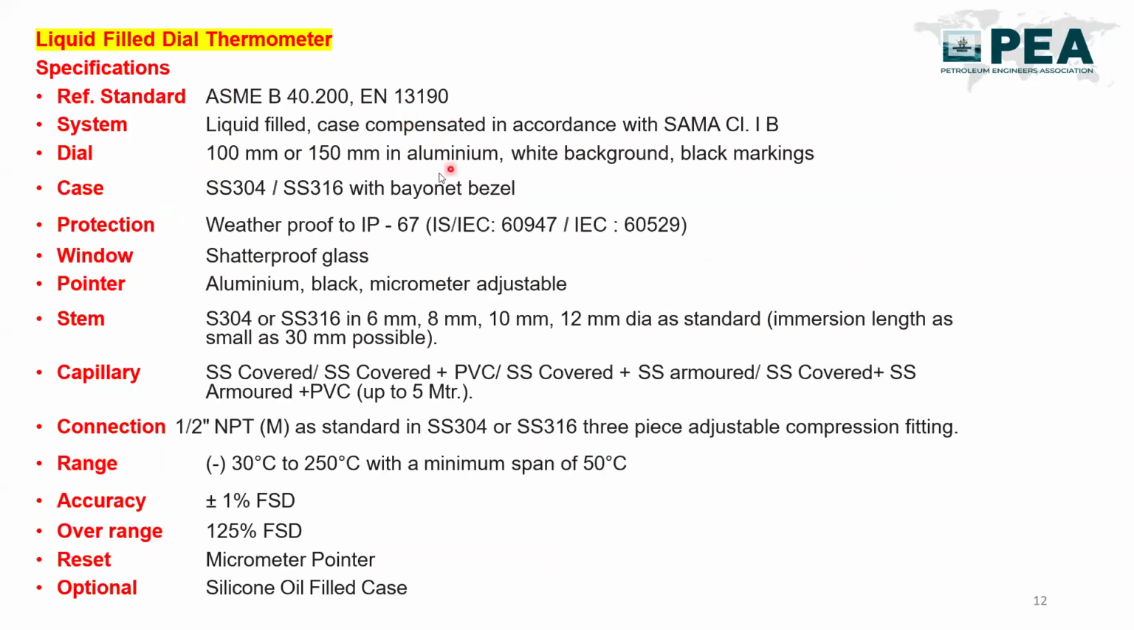Their specification will be similar to the gas filled dial thermometer. Only one thing is different over here. What is that? That is SAMA class 1B. Means this liquid will be filled in this temperature gauge as per SAMA class 1B. Okay. So these are the differences from the earlier one, that is the gas filled dial thermometer, and their range is also less. Means it will work from minus 30 degrees Celsius to 250 degrees Celsius.